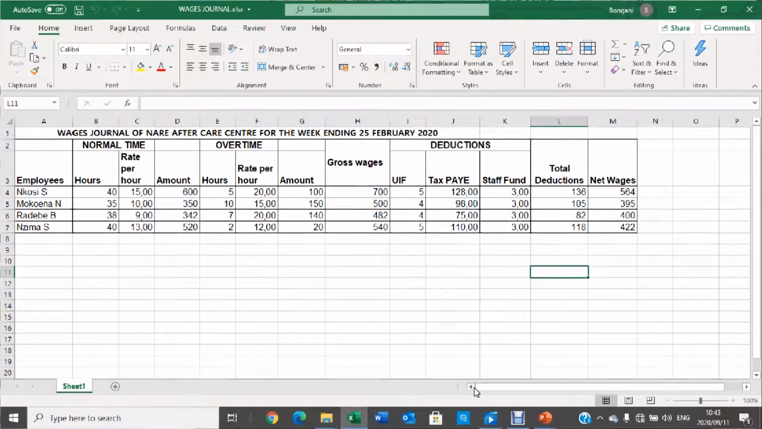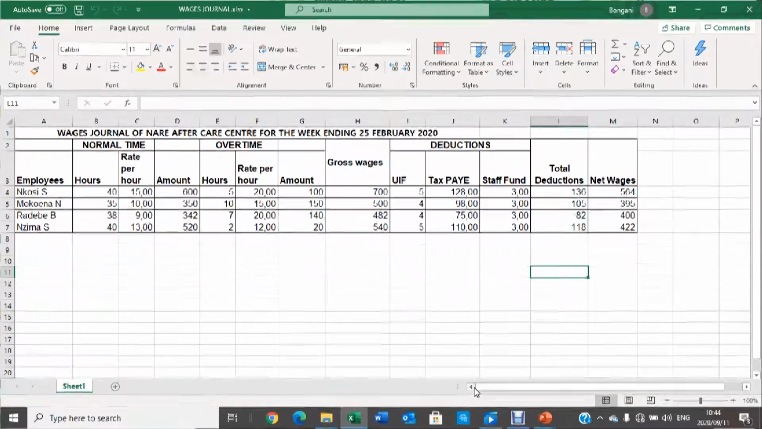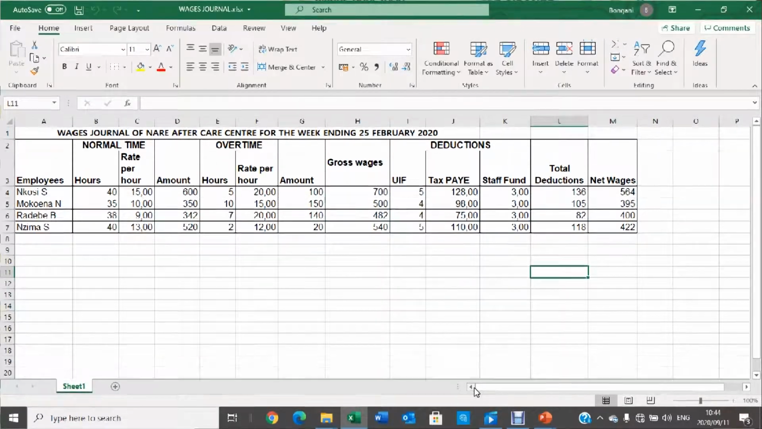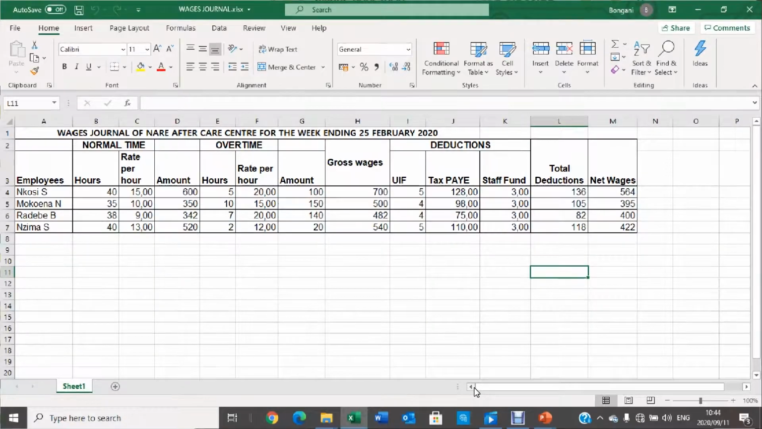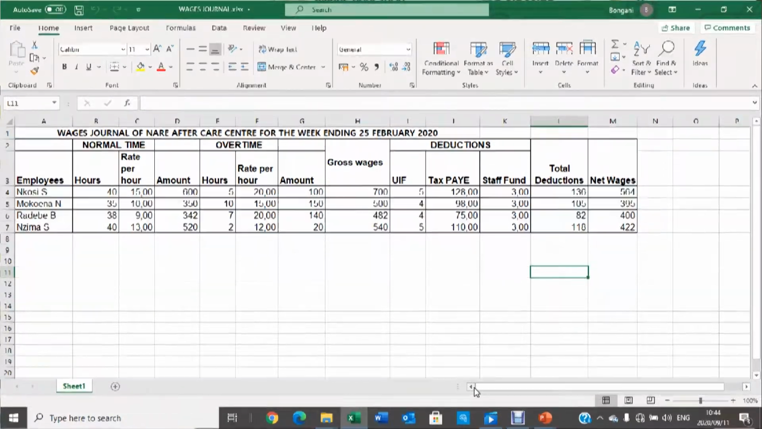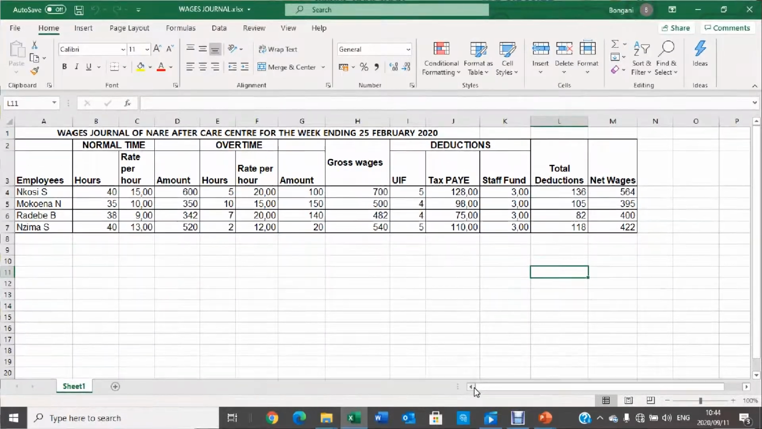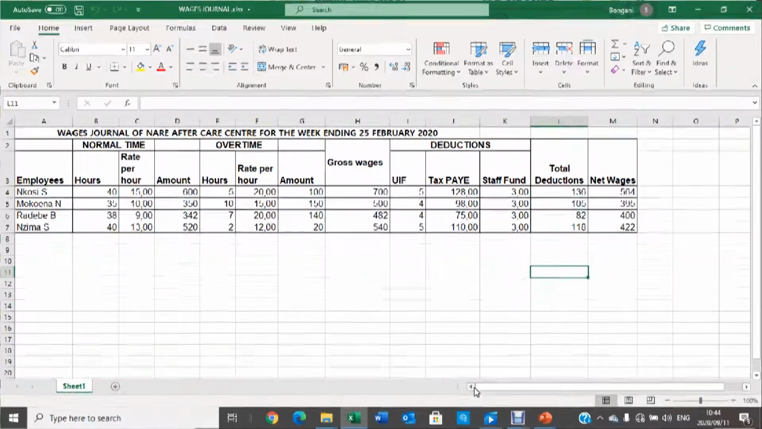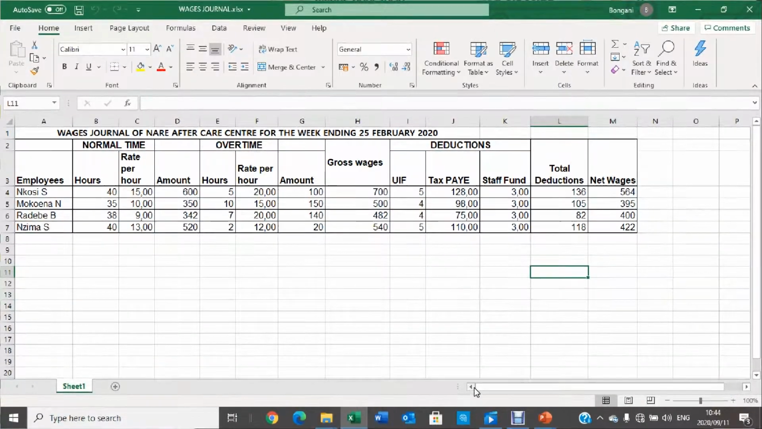The first thing that should be in your wages journal is the names of the employees, hours, rate per hour, and the amount, which means to get the amount, you should multiply the hours by the rate per hour. Then we move to overtime. Also in overtime we have hours, rate per hour, and the amount. We do the same thing: we multiply hours by rate per hour so that we can get the gross wages.